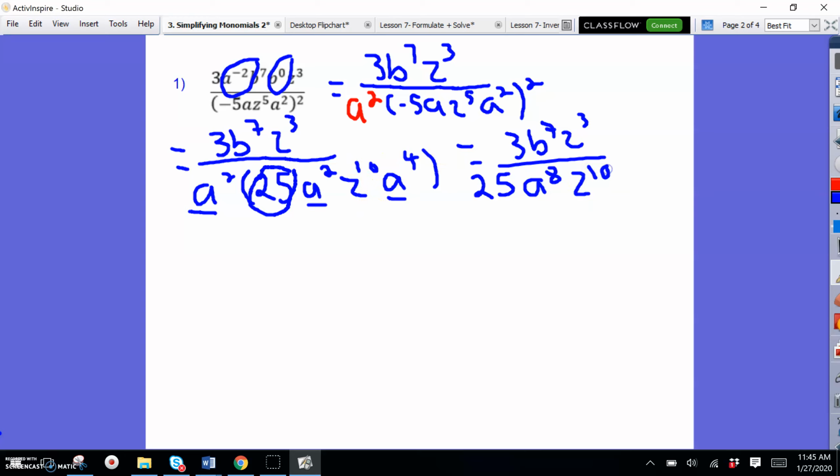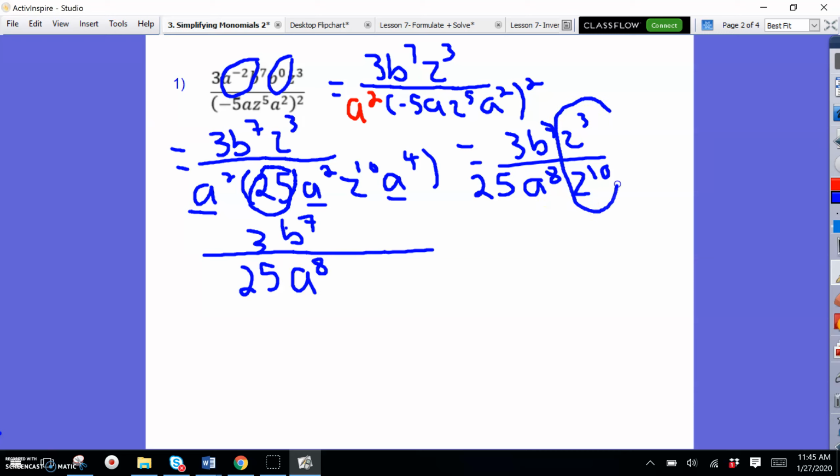Okay, now let's see if we can divide anything out. 3 divided by 25 is just 3 over 25, so you can't even simplify that. My b to the 7th has no b's to divide by, so it is what it is. The a to the 8th, again, there's no one to simplify that with. But the z to the 3rd divided by z to the 10th is z to the 7th, and you have to realize it's on the denominator because I have more left in the denominator, so it's going to be z to the 7th on the denominator.